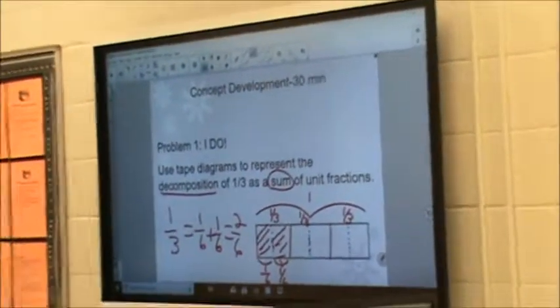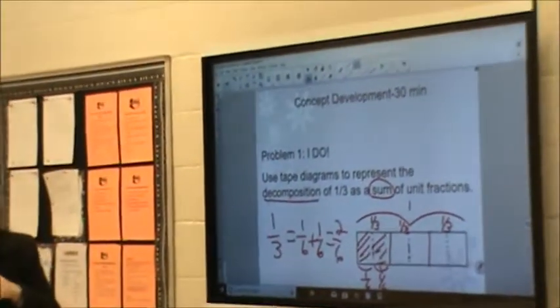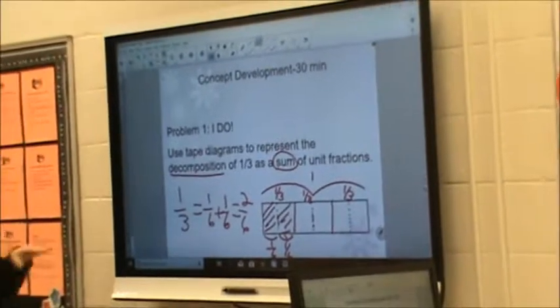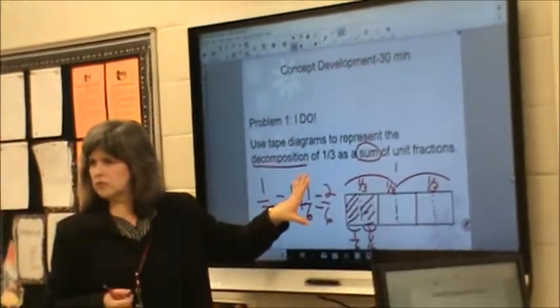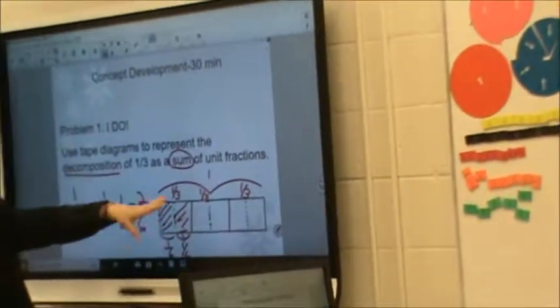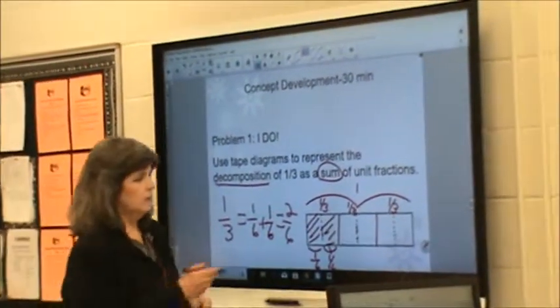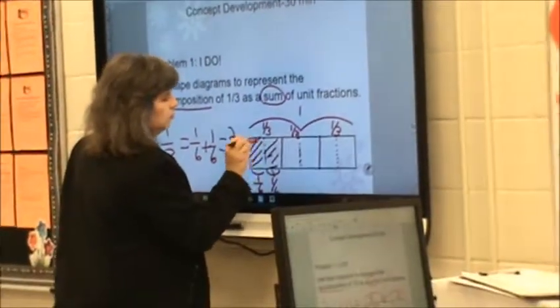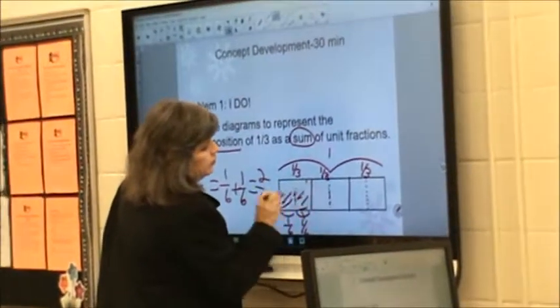Okay, look. So you just created some equivalent fractions, didn't you? You just said 1/3 is the same thing as 2/6. Can we break these down even further? Yes. Okay. Any rule that says we can't? No. So what we're going to do, we're going to take a look at another one.